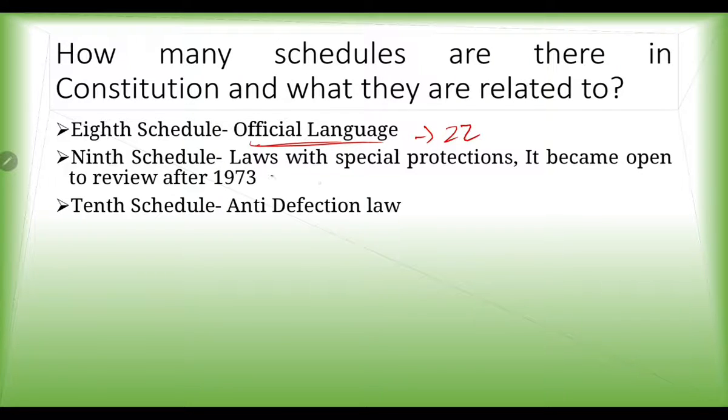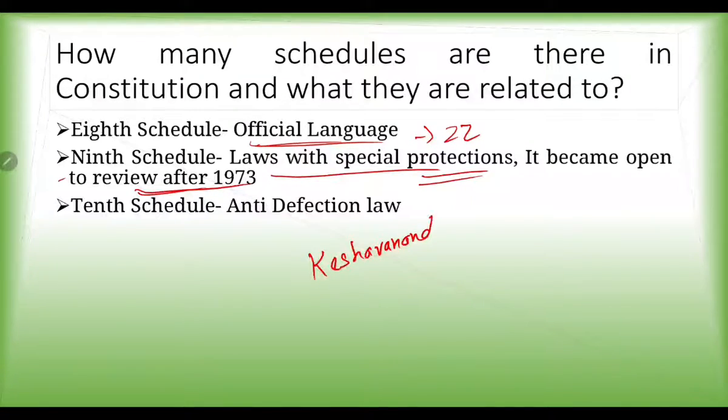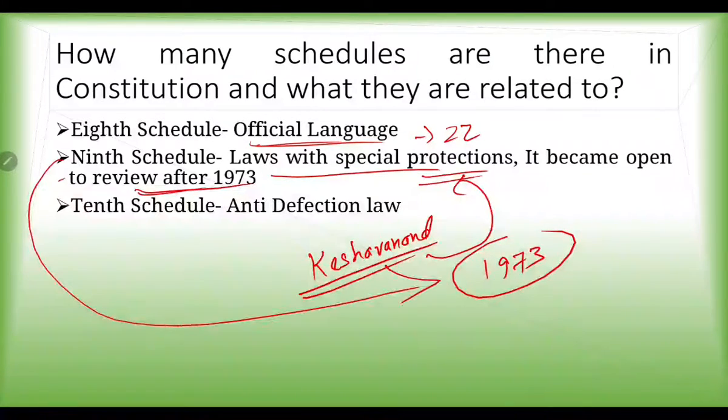The 9th schedule deals with some specific laws with special protections. Those laws which are placed under this 9th schedule are said to be exempted from judicial review. But at the same time, after the Kesavananda Bharati case of 1973, it became obvious that these laws would also come under judicial review. So those laws which were placed under this 9th schedule before 1973 are exempt from judicial review.